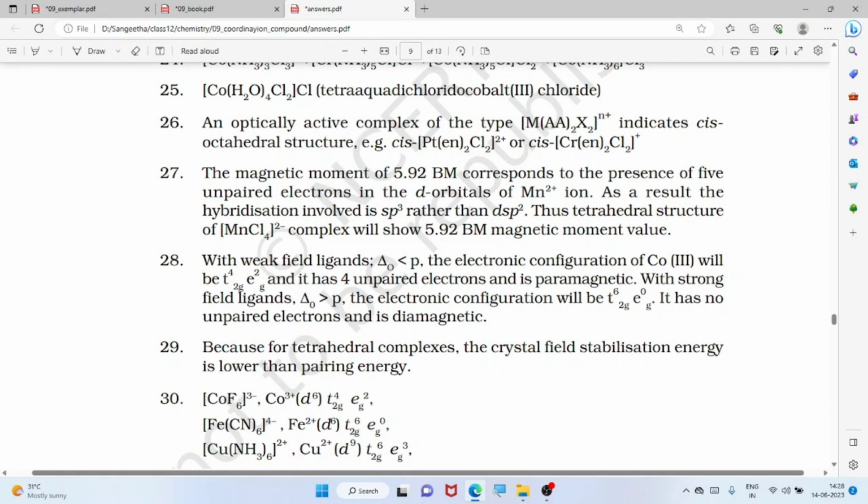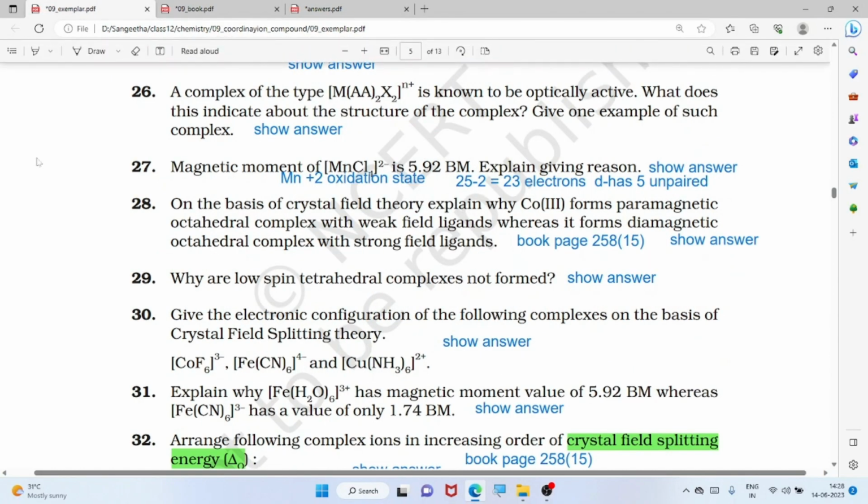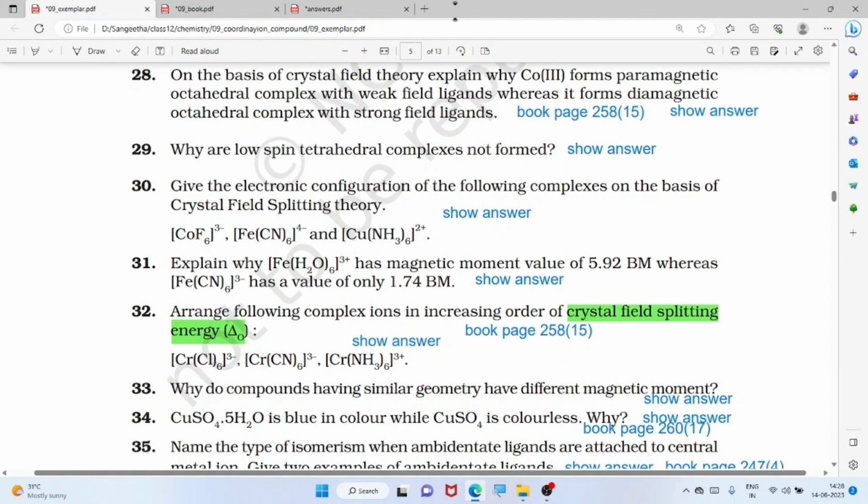The magnetic moment corresponds to the presence of unpaired electrons in the d orbitals of M. As a result, the hybridization involved is sp3 rather than dsp2. Okay, thus the. Why are the low spin tetrahedral complexes not formed?